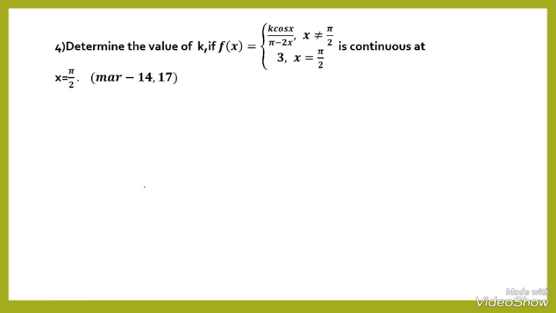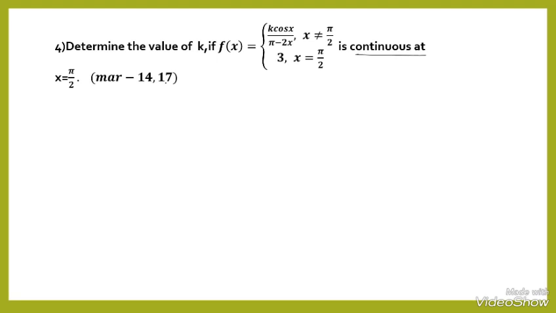determine the value of k if the function f of x is equal to k into cos x divided by pi minus 2x, if x is not equal to pi by 2, and f of x is equal to 3 at x is equal to pi by 2, is continuous at x is pi by 2. Okay, here the function is also continuous at x is equal to pi by 2. Again, we solve the problem.